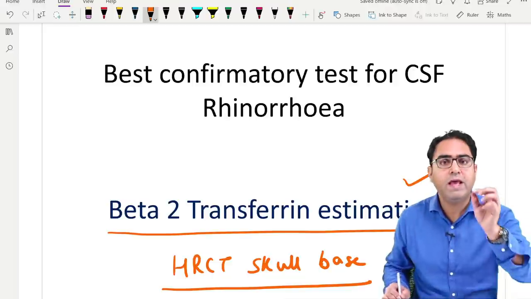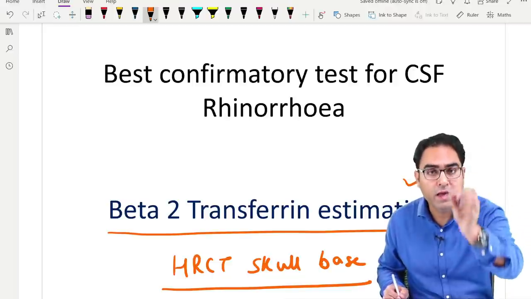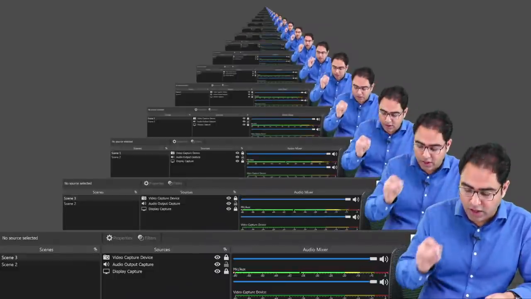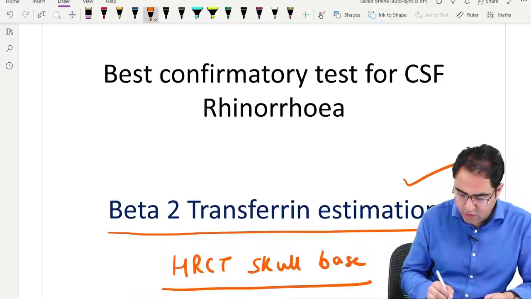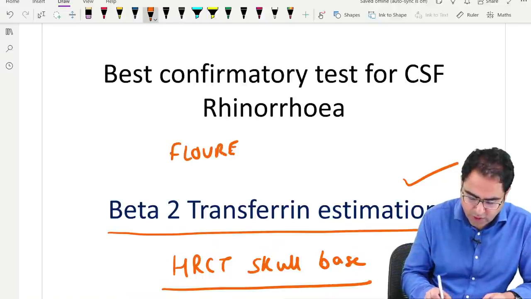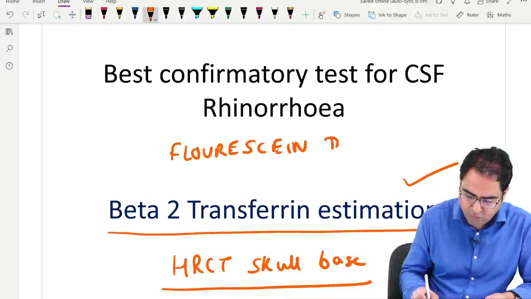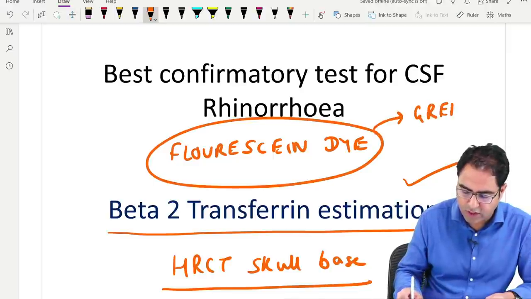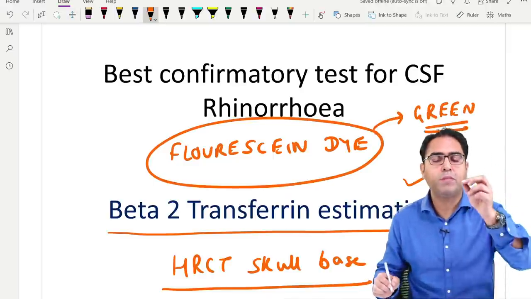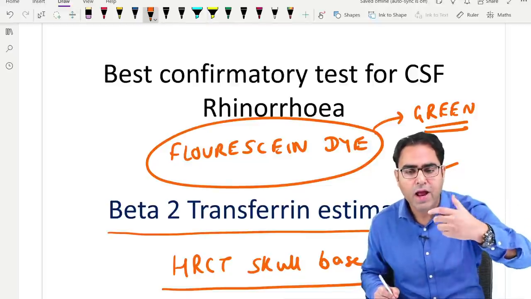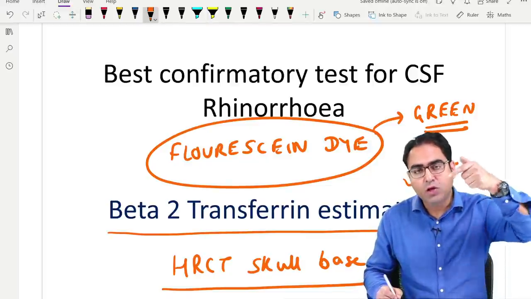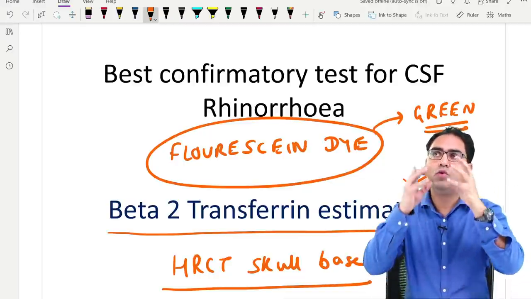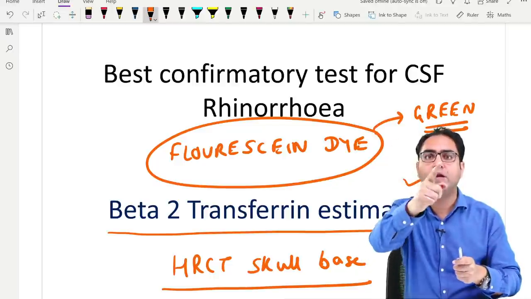Do we use nasal endoscopy to find the site of leak? Yes. Which dye do we inject in the CSF? The answer is intrathecal fluorescent dye injection, beta. It will give green color to the CSF, beta. Through lumbar puncture, you inject this dye, and you will see endoscopically the green color leaking, and you will find the site of leak, beta.